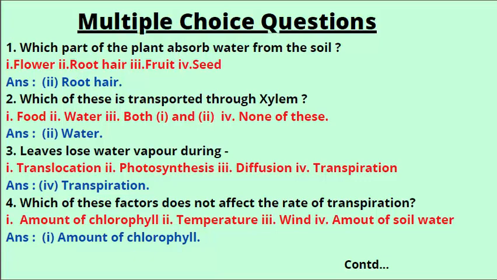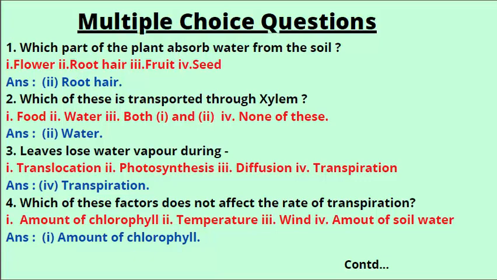Number 2, which of these is transported through xylem? Number 1, food. Number 2, water. Number 3, both 1 and 2. Number 4, none of these. Answer is water. Xylem is the conducting tissue in plants which helps in the conduction of water from the root to the upper parts of the plant.